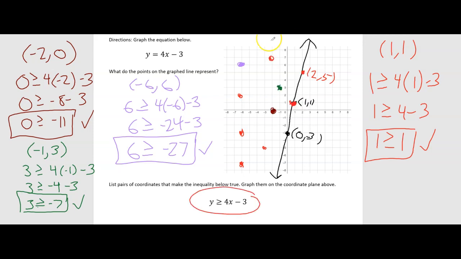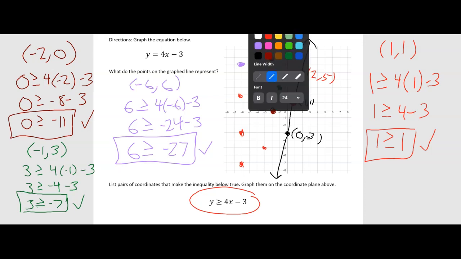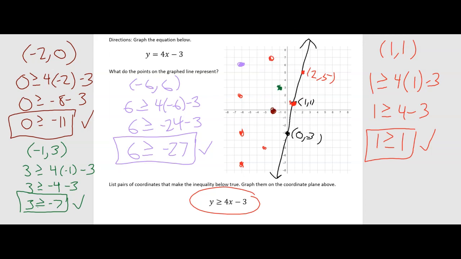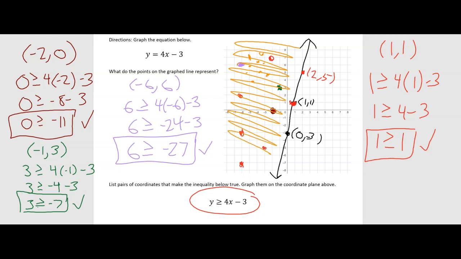So if I wanted to represent all the points that worked, I'm not going to sit here and plot every single point that I can, right? Because I'd be here forever. I'd have to plot every single point on this side, even the decimals, even the fractions. So what we can do is just shade the side of the line where the points all work. That lets us know that I'm including all of those points as solutions.